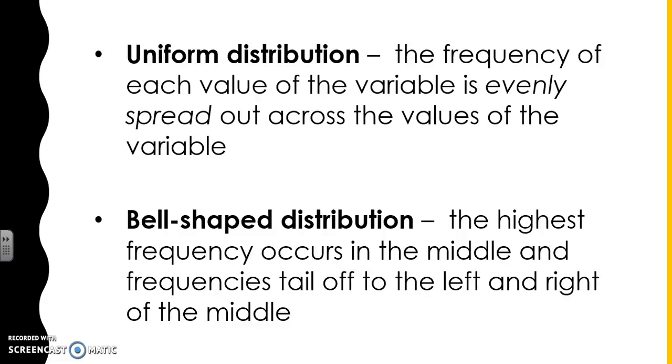The next type we have is a bell-shaped distribution. So this is what we're aiming for. This is the most common. This is what we want. If we have this in stats, we can do a lot more with it. And this is where the highest frequency occurs in the middle, and the frequencies tail off to the left and the right of the middle.